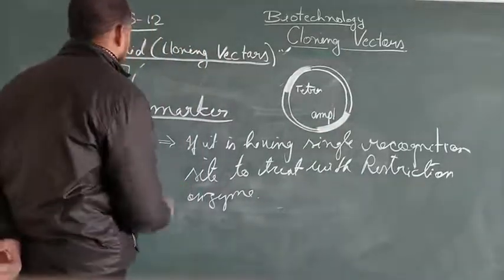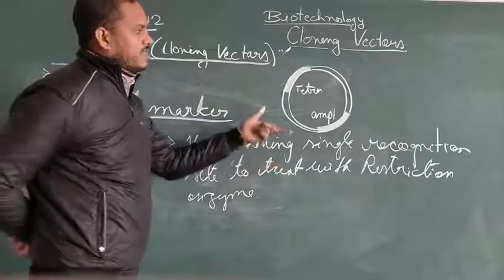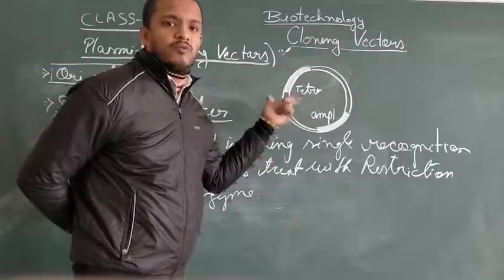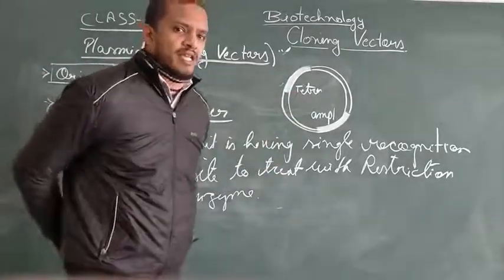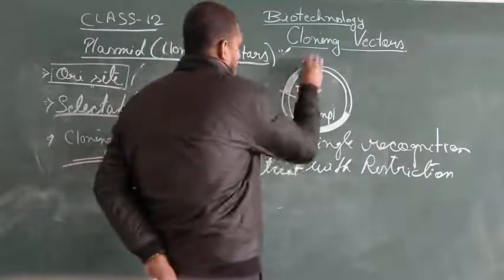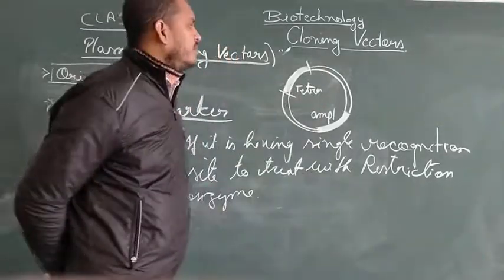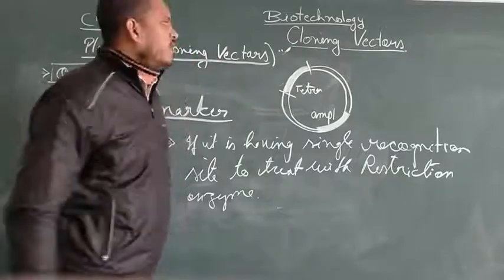Actually, what we do in the case of the cloning site: see, this plasmid is resistant against two antibiotics. Using restriction enzymes, we make a cut here. Suppose we cut the tetracycline sequence and we remove this.